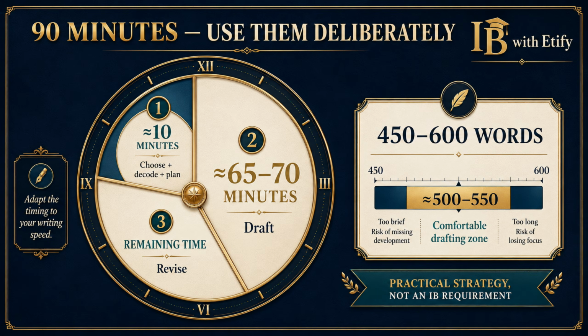During the examination, spend the first part of your time planning rather than immediately writing. A practical strategy might be approximately 10 minutes for choosing and analyzing the task and outlining your response, around 65 to 70 minutes for drafting, and the remaining time for revision. This is not an official IB timetable. Adapt it to your own writing speed, but do not sacrifice revision completely.